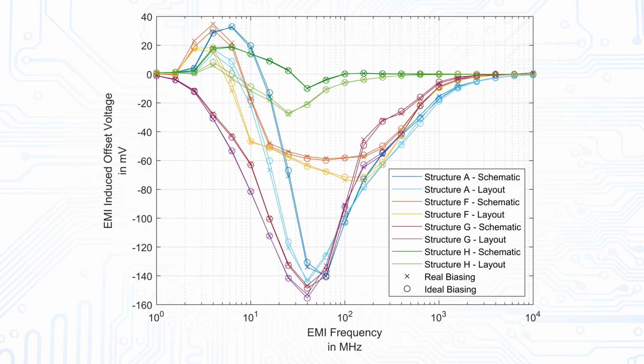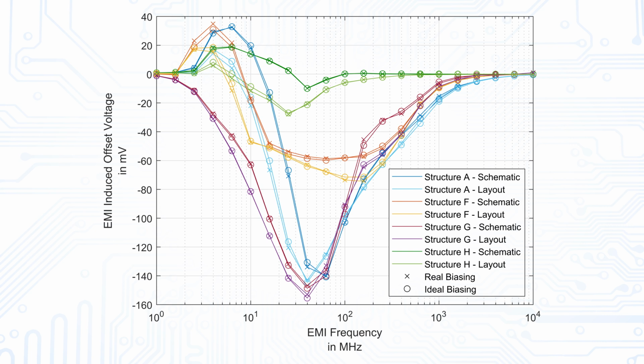You can see that the schematic and layout back extracted versions behave similarly. The difference in EMI-induced offset voltage between schematic and layout back extracted level is quite low. There is only a small shift in frequency when the highest EMI-induced offset is reached. Furthermore, we can see that there are only minor differences between real and ideal biasing. Altogether, structure H using the source buffering concept shows the best results for this analysis.